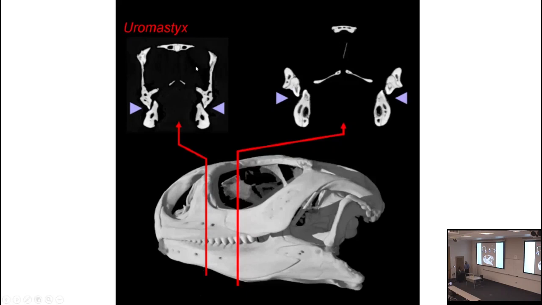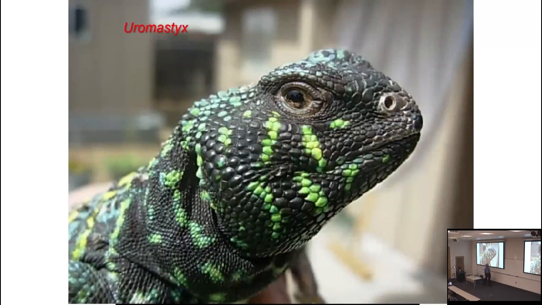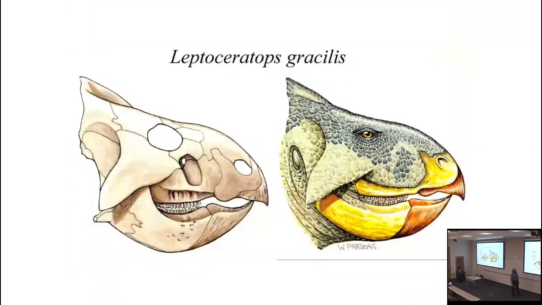So this is a slice. Now we're looking at it 90 degrees from that. You see the teeth are not on the edge. They're inset. They even have a ridge above and below, and yet this animal has no cheeks. So people have been debating this for a while. Alternatively, maybe there was a bunch of keratin back there, some sort of beak-like structure back there.